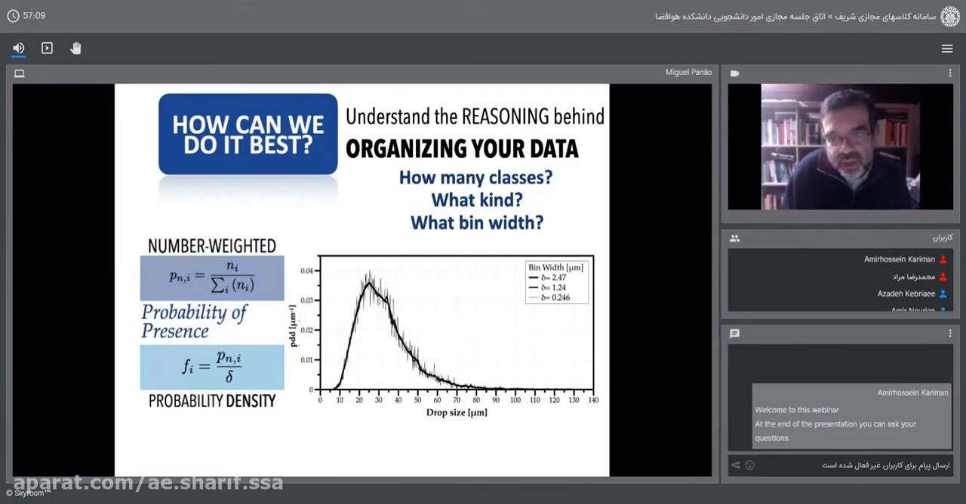Obviously, when you decrease the bin width too much, as you can see, you get too much noise. And this is going to be important later in my presentation. So basically, this is how, from my point of view, you can do it best: by answering these three questions and always grounding the way you characterize your spray on the physics, on the research question, on the process you want to investigate.